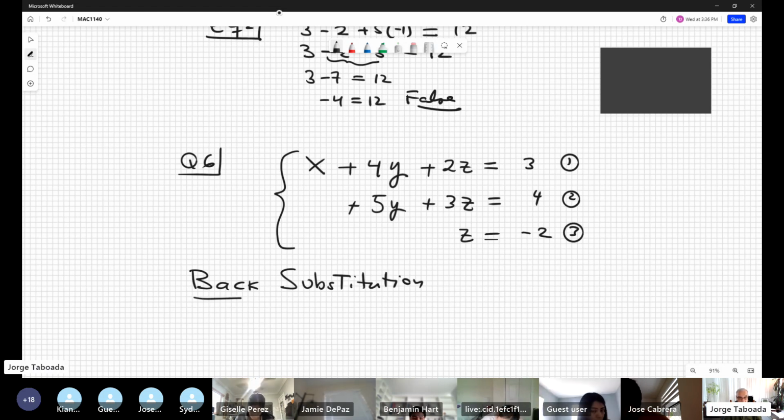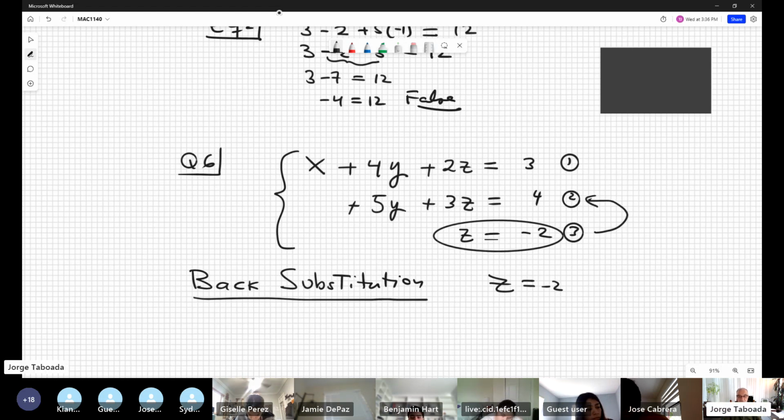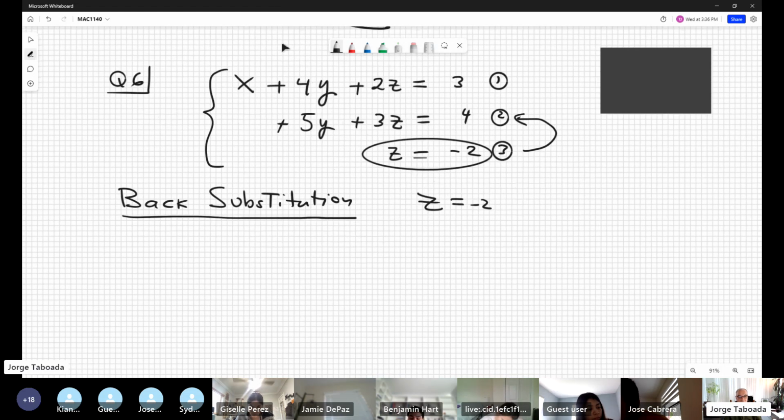What does back substitution mean? Well, I can see, using my eyes, that z equals minus 2, taking this equation in which you have no y, no x. And with back substitution, plugging z equals minus 2 into the second equation, my second equation is 5y plus 3 times negative 2 is equal to 4. 5y minus 6, because positive 3 times negative 2 is minus 6, equals 4.